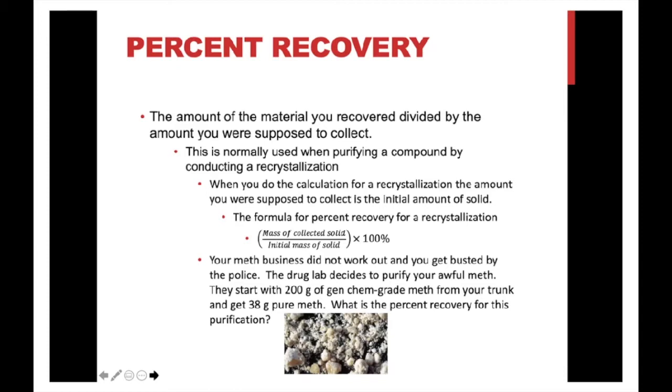So our formula here is going to be the mass of the collected solid divided by the initial mass of the solid, right? So, again, you're still making meth. Breaking Bad seemed good, but you got busted. And you didn't call Sal, so you were going away, right? So, let's say that we started out with 200 grams of your awful Gen Chem grade meth, and then they got 38 grams of pure meth from that 200 grams. What is the percent recovery of this recrystallization that they did?